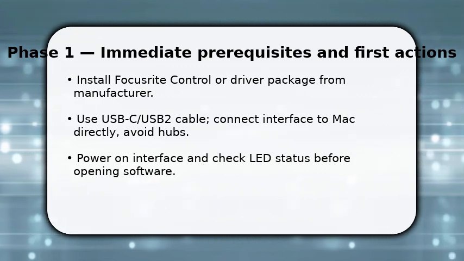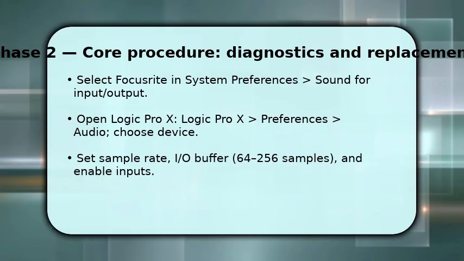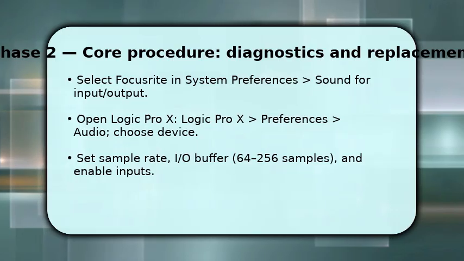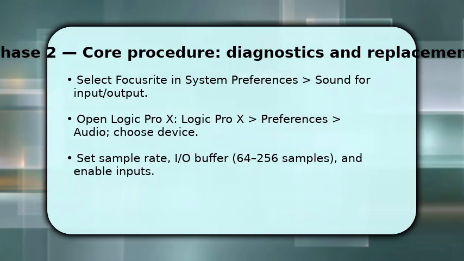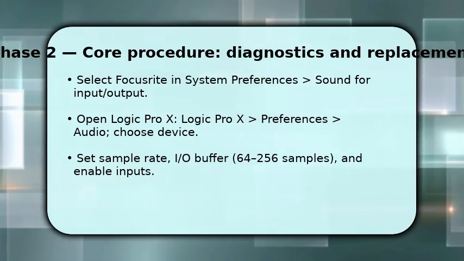Next, configure Mac OS and Logic. First, select your Focusrite in System Preferences sound for input and output so the system routes audio correctly. Then open Logic Pro X and go to Preferences Audio. Choose the Focusrite as the core audio device.